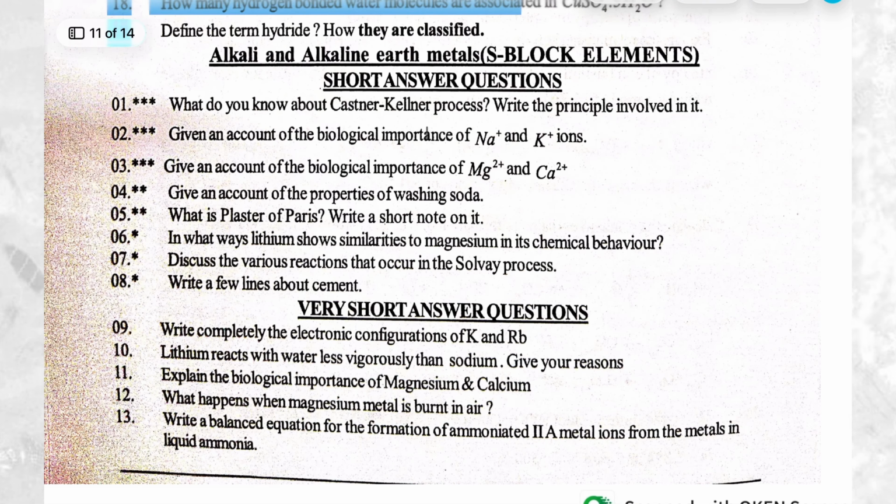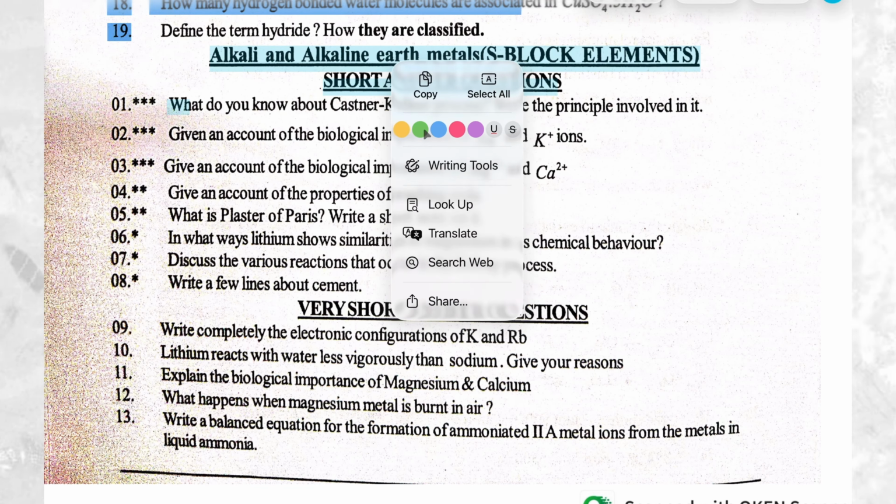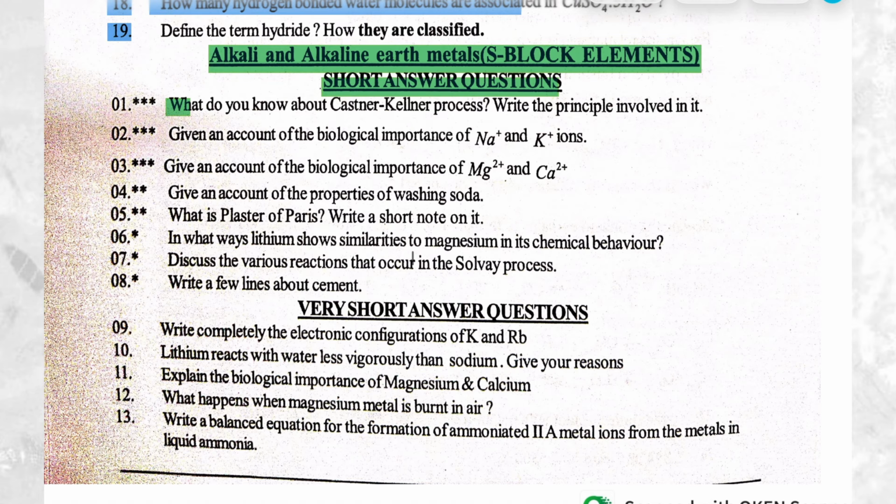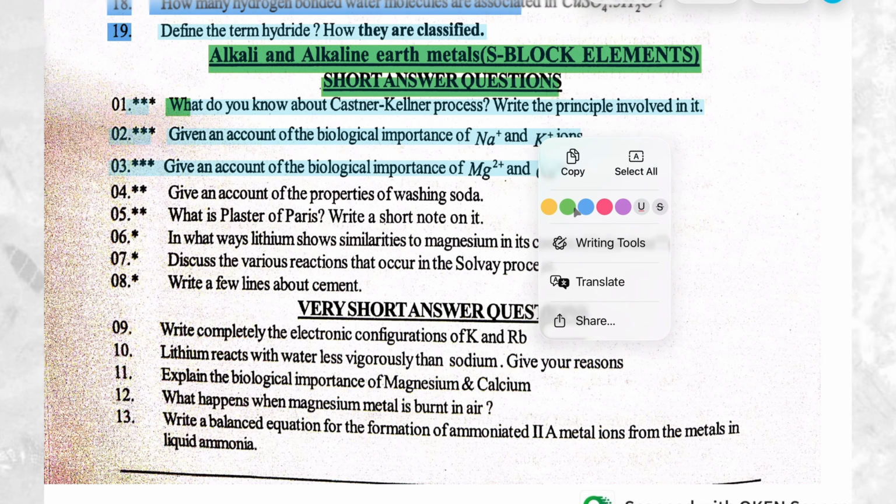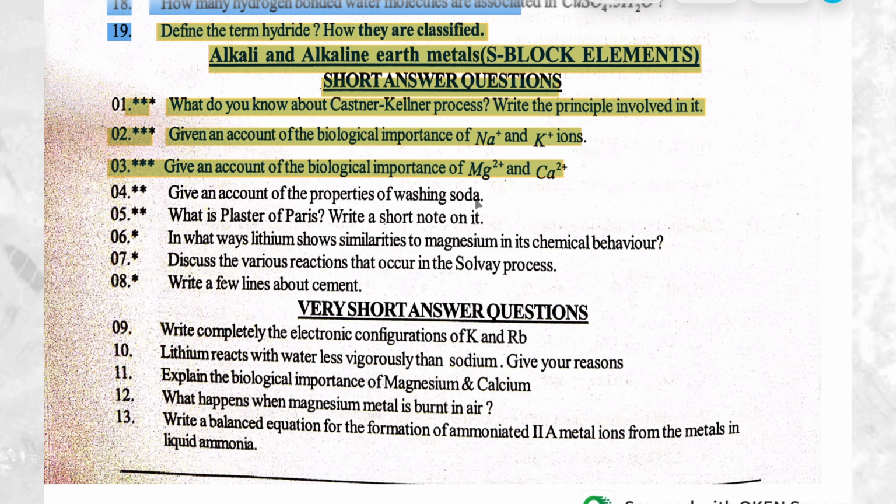That's one. Next, we'll go for alkali and alkaline earth metals. This topic also has only 4 marks questions, right? 4 marks means 2 VSQ, 1 SAQ. See, in this we have 3 important SAQs. These are your mostly asked questions. What are those? Kastner-Kellner process and biological importance of potassium and sodium, also magnesium and calcium. So many times these 3 questions are asked. Practice this, okay? And less important, there are 2 more.